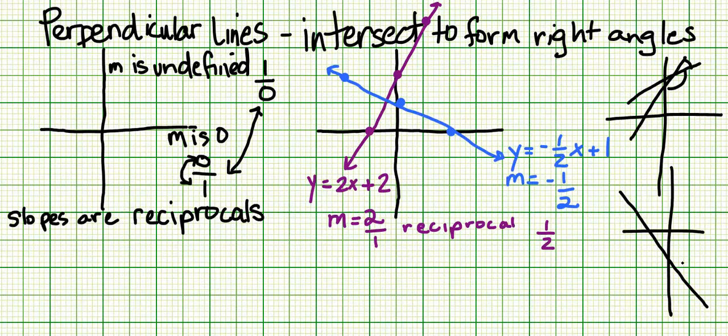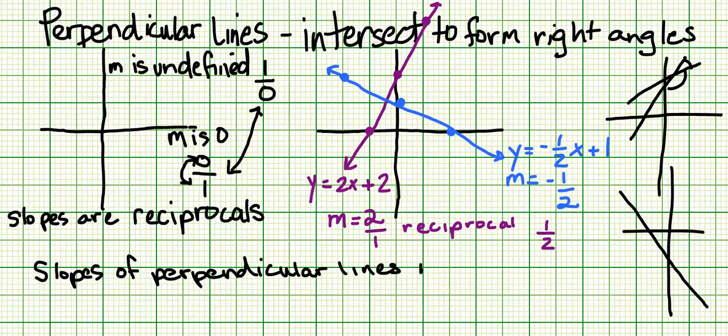Okay, in order to draw 2 lines that are perpendicular, one has to have a positive slope, one has to have a negative slope. And they have to be reciprocals of each other. So not only do perpendicular lines have slopes that are reciprocals? They have to be opposite reciprocals. So slopes of perpendicular lines must be opposite reciprocals.